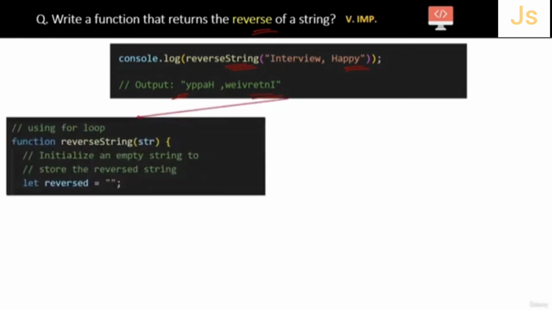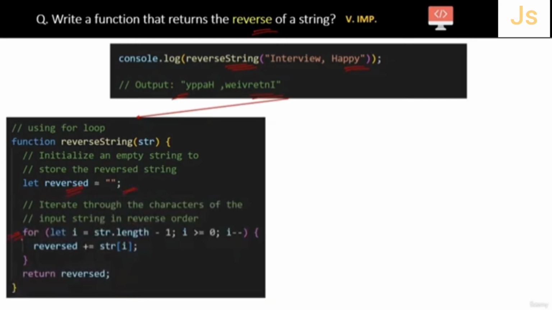For that, first we have to initialize an empty string to store the reversed string. And then we can use the for loop to iterate through the characters of the input string in reverse order. So here we will set i as the last index of the string. And then moving in reverse order, we will go till i is greater than or equal to 0, the index, and continuously decrementing it. Then we are simply putting the characters from the last element of the string one by one in the new reversed string. So this is one way of doing it.